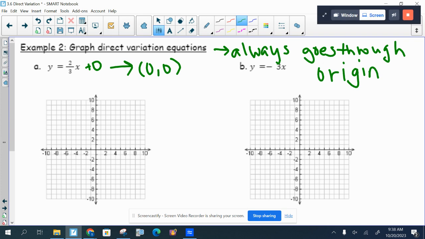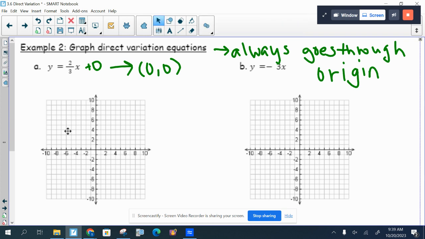Which means anytime you have a graph of a line that does not go through the origin, then it's simply not direct variation. If you have a graph that does go through the origin, it is direct variation. So here we have y equals 2/3 x. We'll put a point at 0, and then we're going to go up 2 over 3.